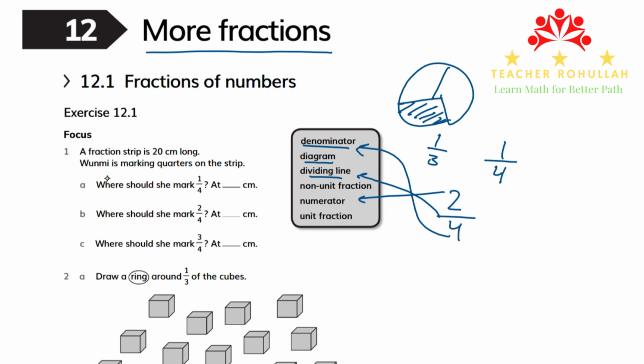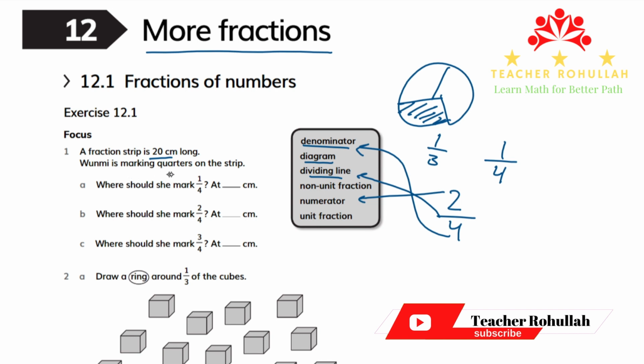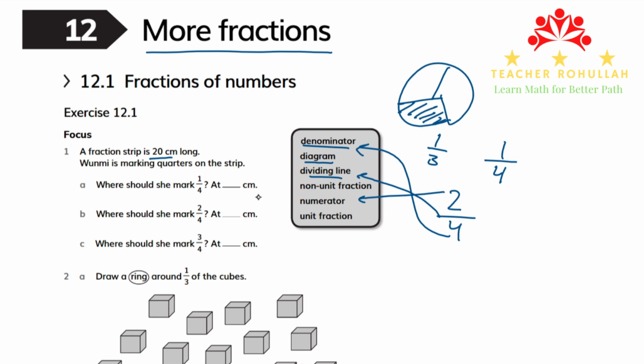The first question says, a fraction strip is 20 centimeters long. Womni is marking quarters on the strip. Quarters: if we, for example, have a strip and we cut the strip into 4 equal parts, one of those 4 equal parts is called a quarter. 1/4, or 1 out of the 4 equal parts, is called a quarter. So we have 3 follow-up questions.